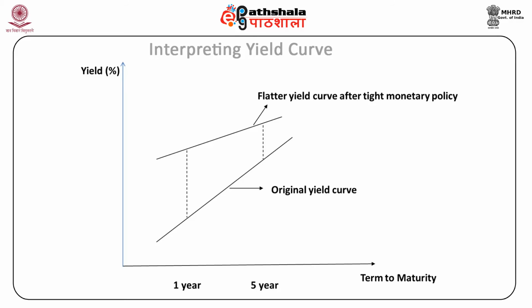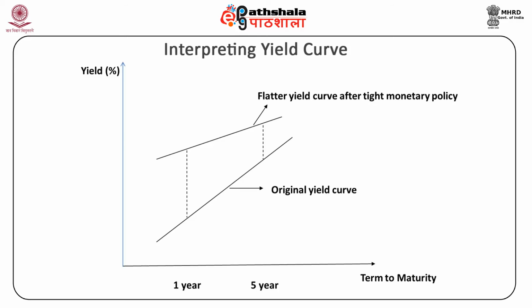This yield spread reflects the stance of monetary policy. A flat yield curve, which means a low yield spread, reflects relatively tight monetary policy, and a steep yield curve, which means a high yield spread, reflects a relatively loose monetary policy. The impact of monetary policy is felt the most at the short end of the maturity spectrum, which then gradually gets transmitted to the longer end.